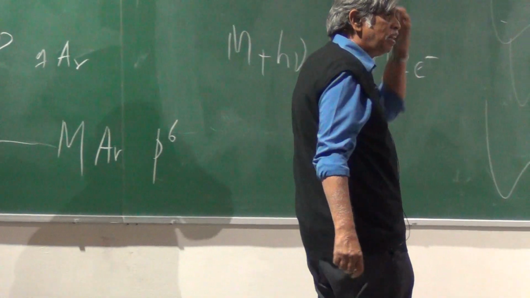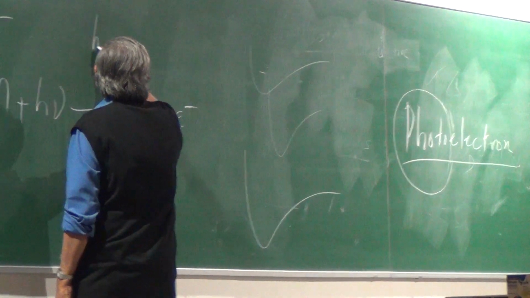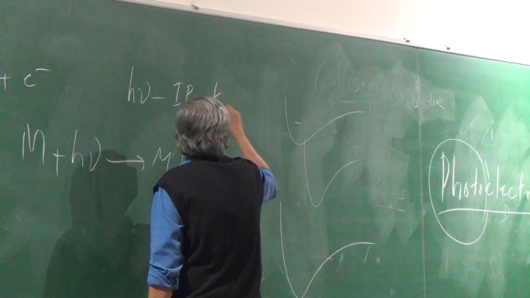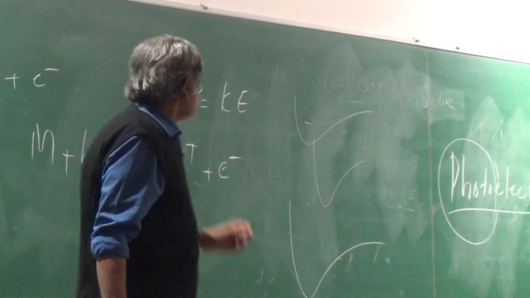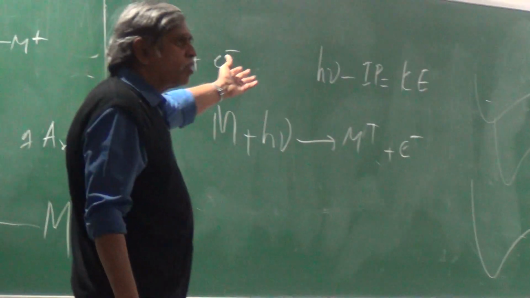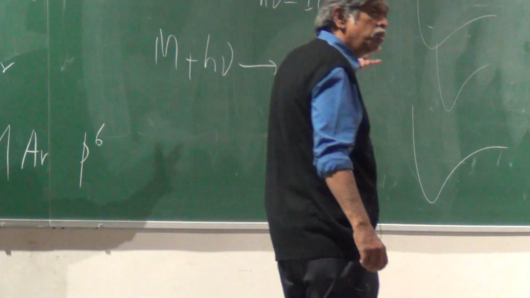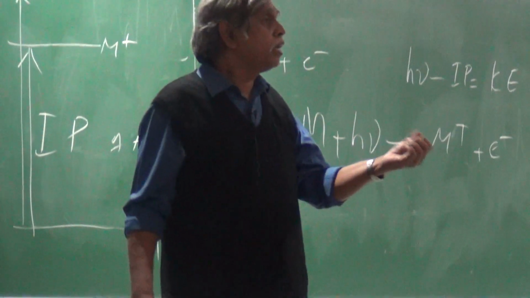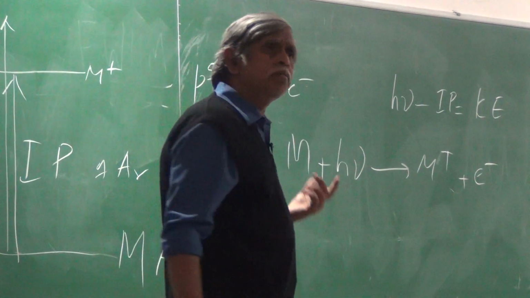And therefore, we have this celebrated photoelectric equation which says that the energy of the photon minus the ionization potential must be equal to the kinetic energy of the electron. It looks very simple, but it is quite a powerful equation. Why is it powerful? Because if I ever have to find out what the ionization potential is for a molecule, how do I get that?